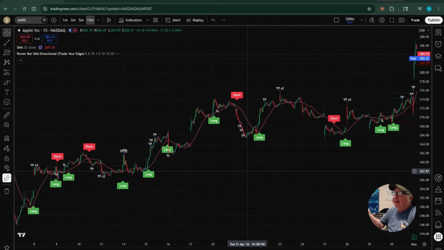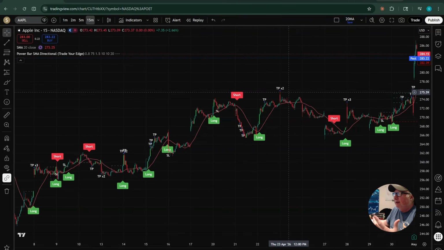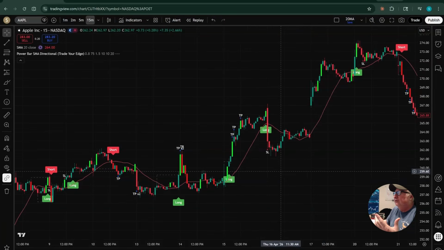And this is, again, Apple on the 15-minute. This is a good stock to trade right now on a 15-minute time frame using power bars. Some of the trades will be intraday, which, again, if you're doing that, you can set an alert for. Some of the trades will turn into swing trades, like the one I just mentioned, where it's a hold overnight.